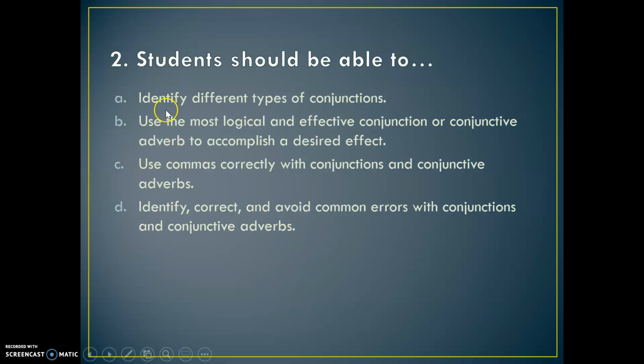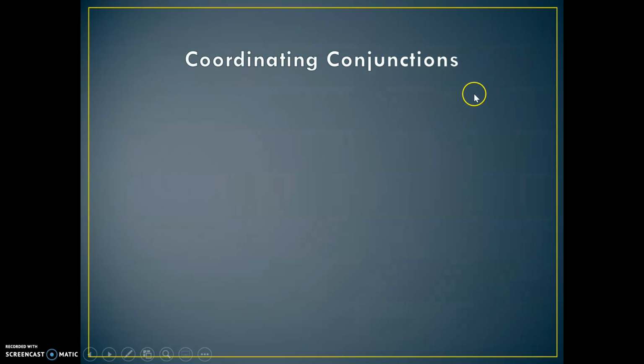First of all, you'll have to be able to identify different types of conjunctions. Are they fanboys? Are they swabbies? Are they thamos? That's, by the way, our acronym for conjunctive adverbs. We'll get there in a minute. You'll have to use the most logical and effective conjunction or conjunctive adverb to accomplish a desired effect in a sentence. You'll have to use commas correctly with conjunctions and with conjunctive adverbs. And then you'll be identifying, correcting, and avoiding common errors with conjunctions and conjunctive adverbs. A lot of that practice will be done in IXL. Some of it will be done in Google Classroom. So let's look at these more closely.